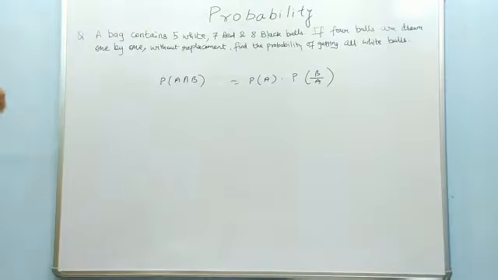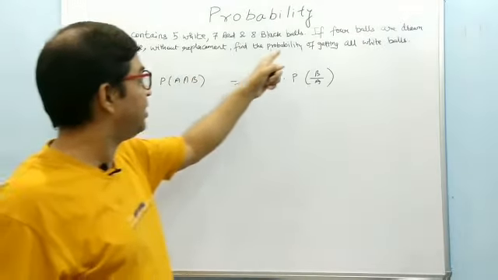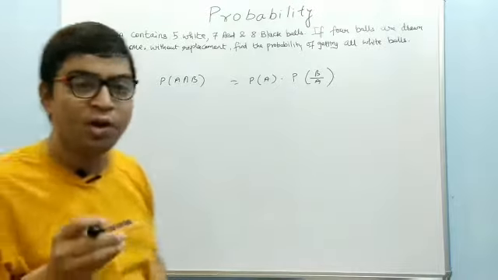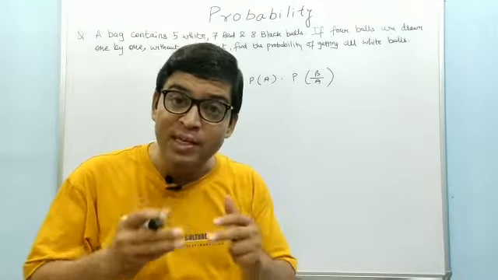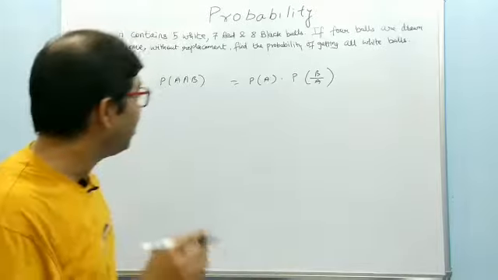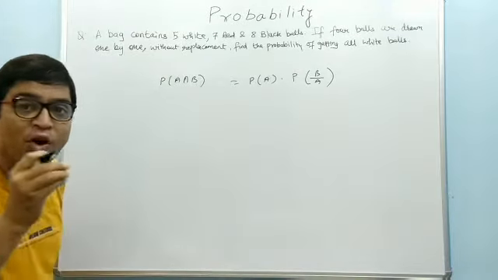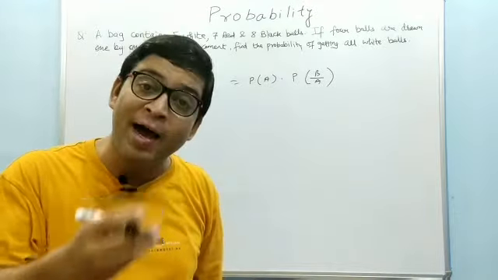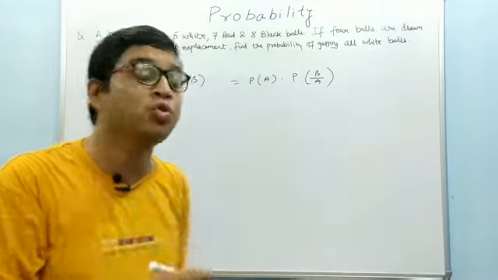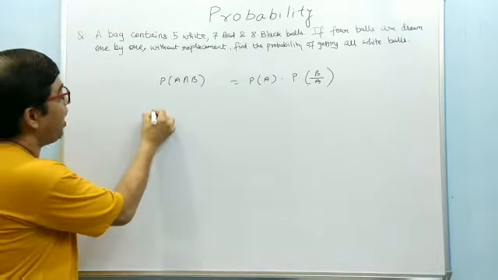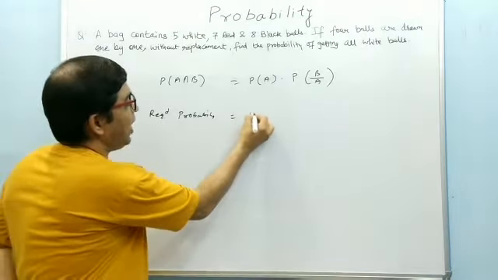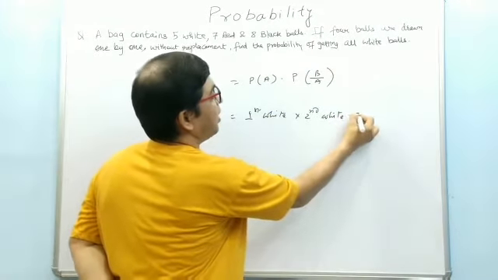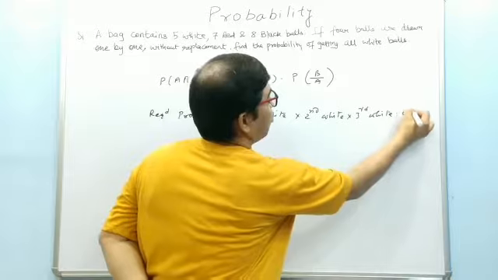See in this question, a bag contains 5 white, 7 red and 8 black balls. 4 balls are drawn one by one. Find the probability of getting all white balls. Firstly, we have to translate what we want. We want the drawing of 4 balls and all the 4 have to be white. So the translation, required probability will be first white into second white into third white into fourth white.